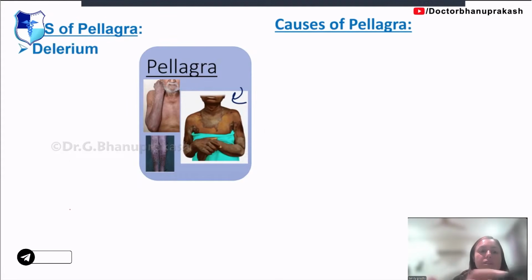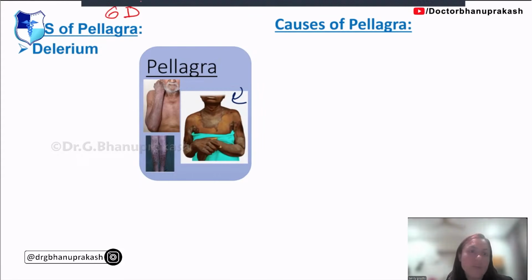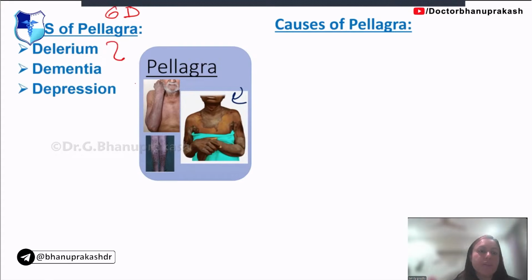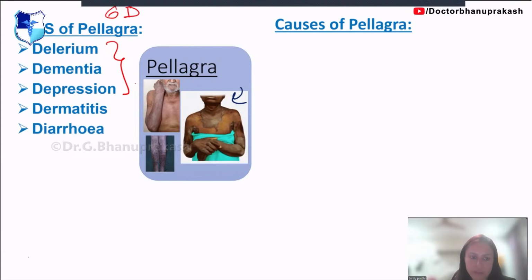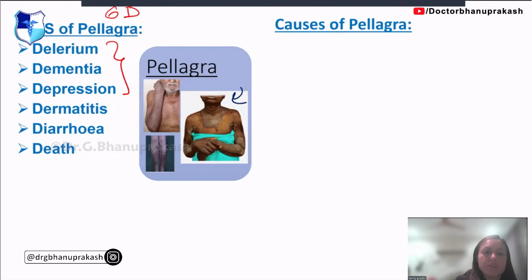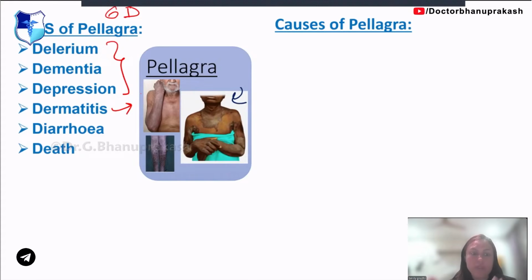So there are 6 Ds we say these days. Earlier there were 3 or 4 Ds of pellagra. Now we have 6 Ds of pellagra. So first 3 are, my sequence well planned, delirium, dementia, depression, all affecting brain. Okay. So delirium, dementia, depression. Then we have dermatitis. I told you, photosensitive dermatitis. Then diarrhea, and the last D for death. Okay. So I hope you're able to learn from the sequence. I am again repeating, my sequence is well planned to help you learn.